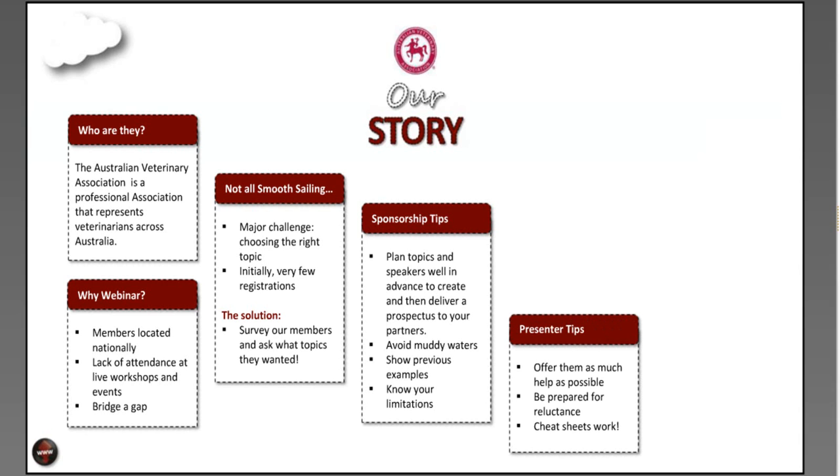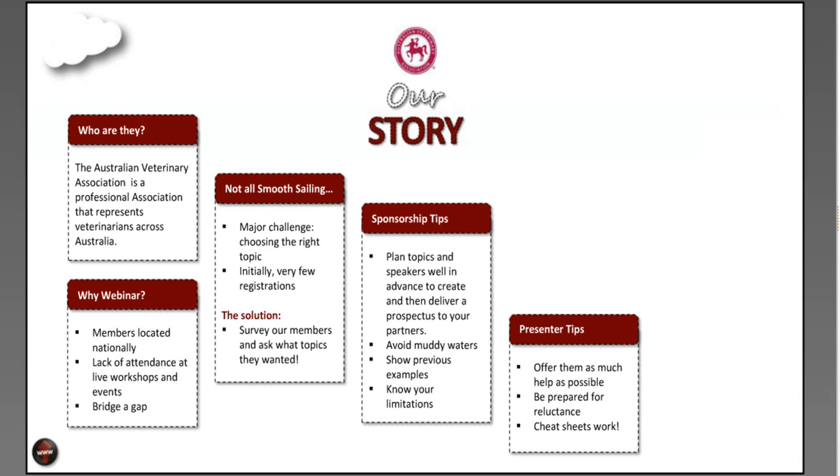Now, one of the other issues they came across, and this is very common, is presenters. We've done research on this, and people really say to us, having the right presenter can make or break it. Presenting face-to-face is completely different than presenting online. So really consider that when you speak about the training and when you're selecting your presenter. Really offer your presenter as much help as possible, and also be prepared for reluctance.